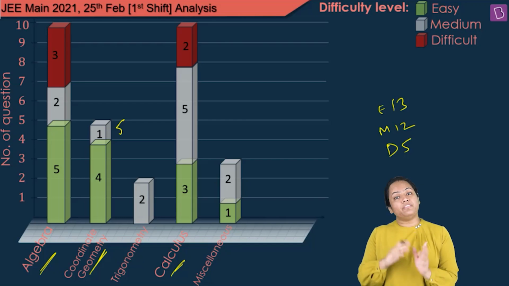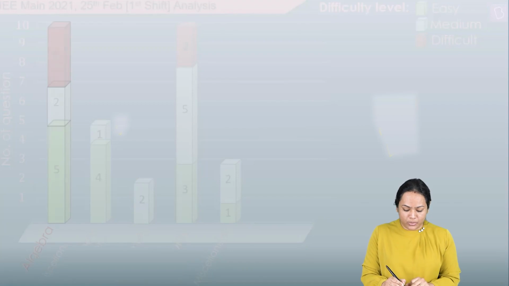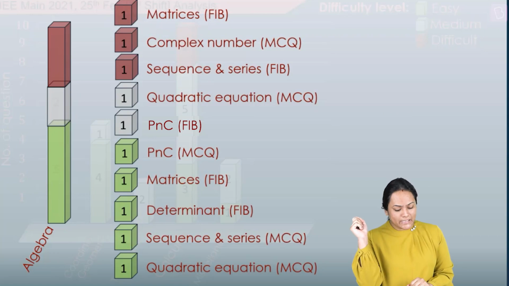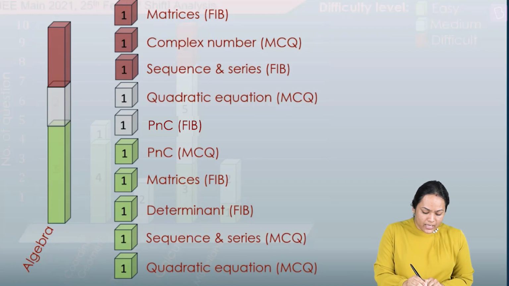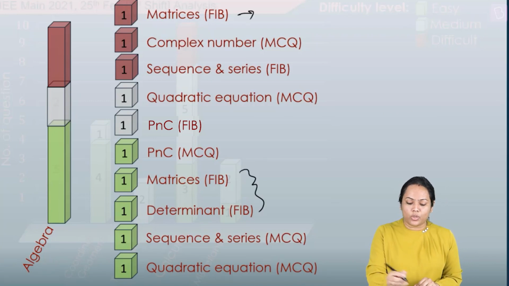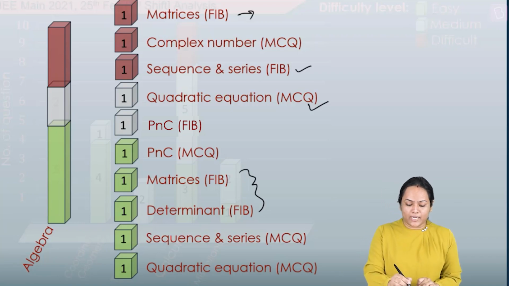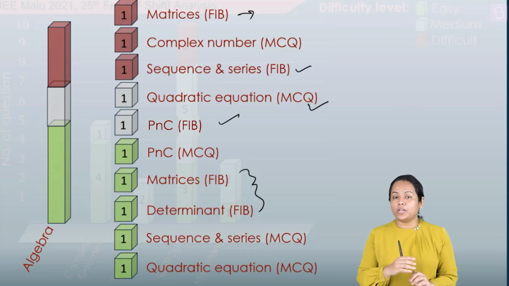Moving on further to the chapter-wise distribution, let's start quickly with the algebra part. In algebra, there were 10 questions and the distribution was somewhat like this. 3 questions were asked from matrices and determinants this year, and of them, 2 were on the easier side and 1 was on the difficult side. 2 questions were asked from sequence and series, quadratic and PNC. While there was no question on binomial theorem in this shift.